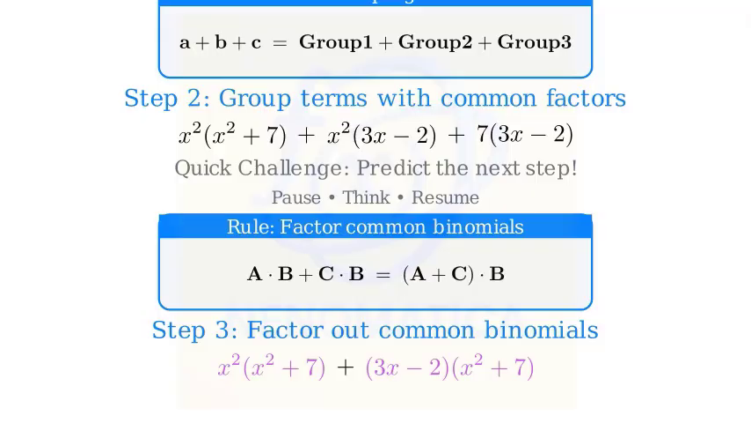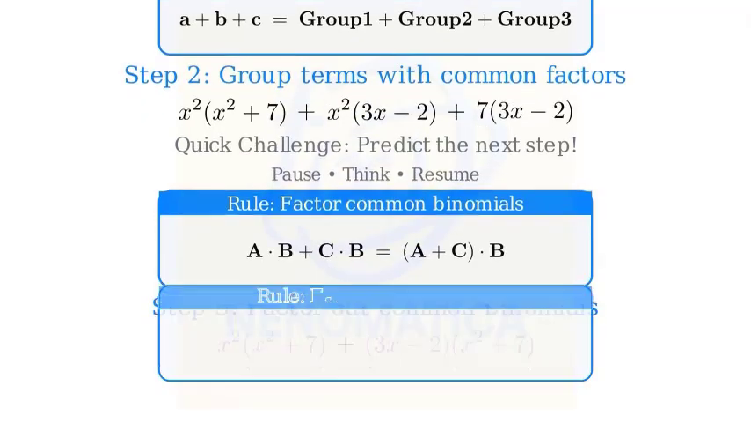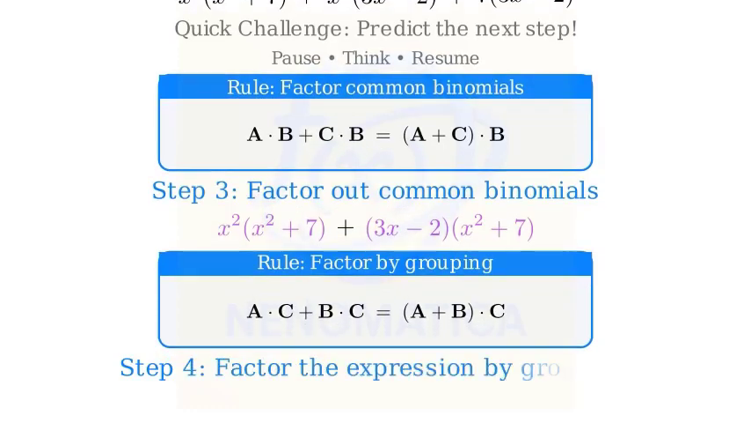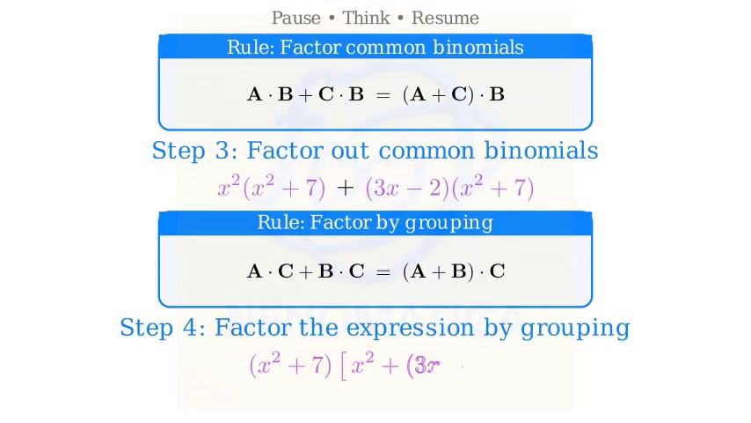Now, apply factoring by grouping. When two terms share a common factor, we can pull it out front. Step 4. Factor out x squared plus 7. That becomes the binomial x squared plus 7 times the bracket x squared plus 3x minus 2.